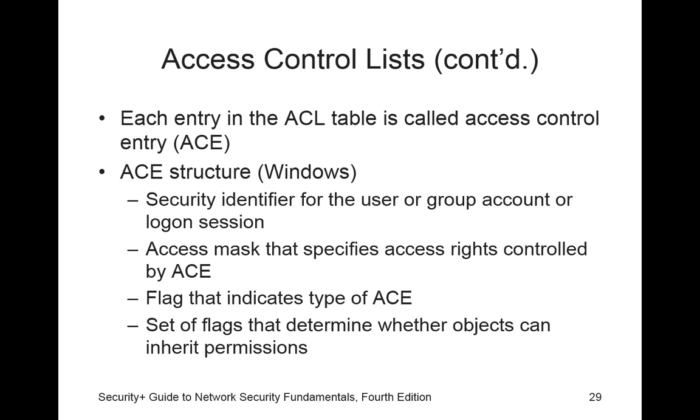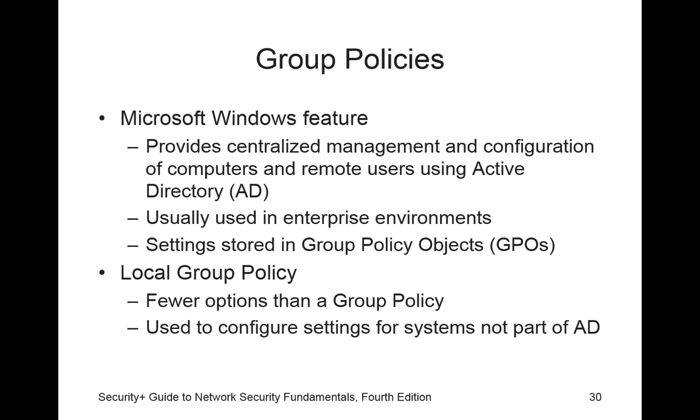A structure. It's the security identifier for the user group or logon session. It says what type of permissions this person can have and whether they're going to be inheriting these permissions from the parent folder. Microsoft Windows uses Active Directory to manage these permissions and group sets. And they can do it through a GPO or the group policy object, or they can just do it with discretionary access control. They can also do it with local policy if they're not on a domain.